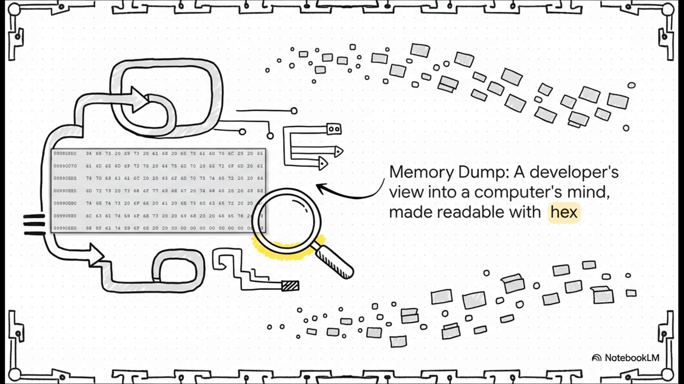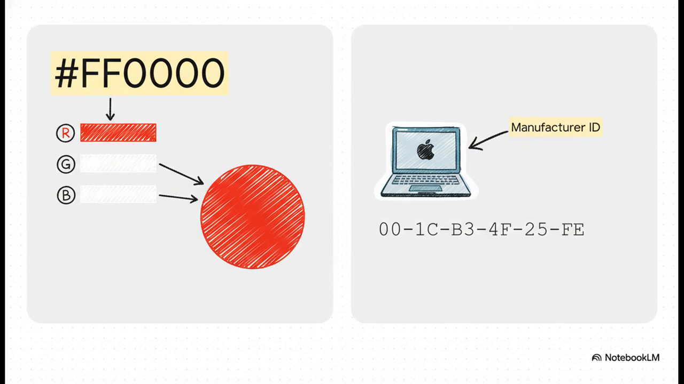Now, imagine trying to read this wall of text in pure binary. Yeah, forget it. Impossible. But in hex, it's still complex, but it's actually doable. Let's look at some more common examples. You've probably seen a web color code like #FF0000.